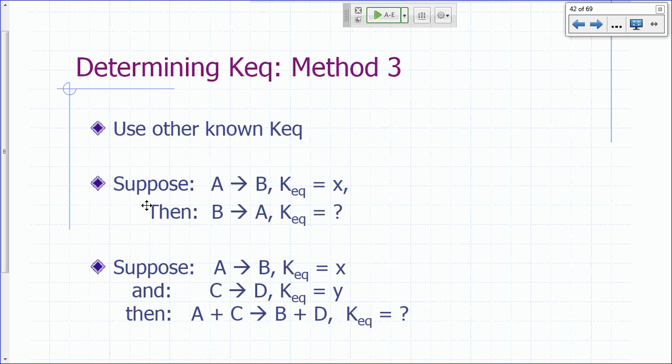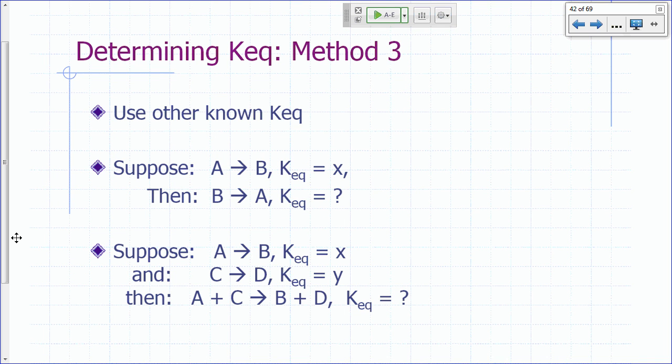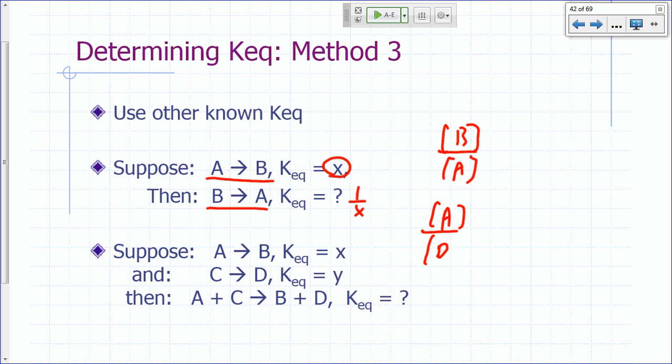Method 3 is if you know the KEQs for other reactions, you might be able to figure out the KEQ for your reaction. We talked about this before in general terms, so we can apply it to aqueous reactions as well. Let's just review what we said before: if you write the reaction as A going to B and the KEQ happens to be X, if you flip that reaction, what's your KEQ? 1 over X, right? So instead of B over A at equilibrium, you would calculate the ratio of A over B.